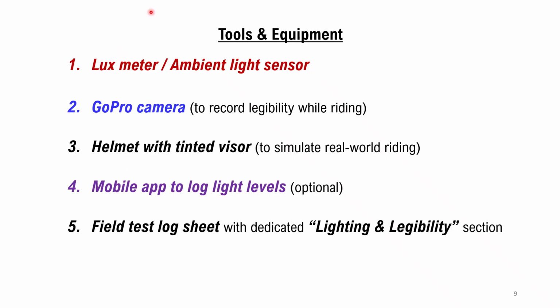Tools and equipment required: number one, lux meter or ambient light sensor. Number two, GoPro camera to record legibility while riding. Number three, helmet with tinted visor to simulate real-world riding. Number four, mobile app to log light level, which is optional. Number five, field test log sheet with dedicated lighting and legibility section.